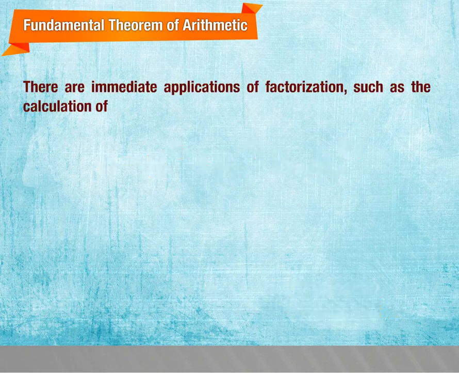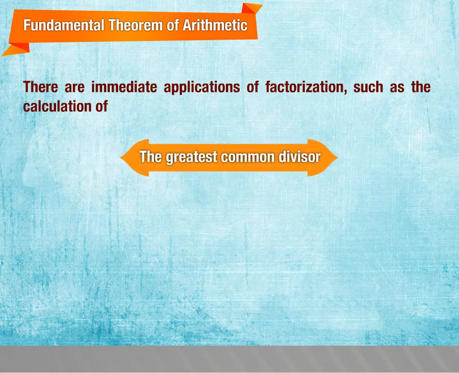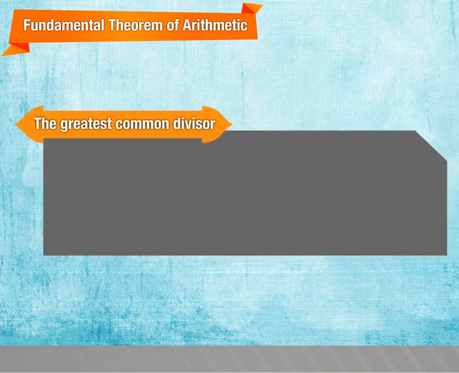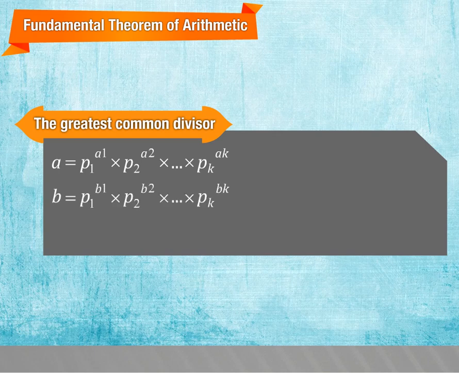There are immediate applications of factorization, such as the calculation of the greatest common divisor and the least common multiple. Let a be equal to p1^a1 times p2^a2 and so on up to pk^ak, and b be equal to p1^b1 times p2^b2 and so on up to pk^bk.